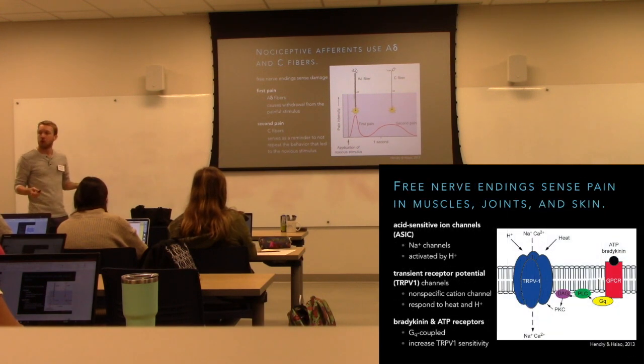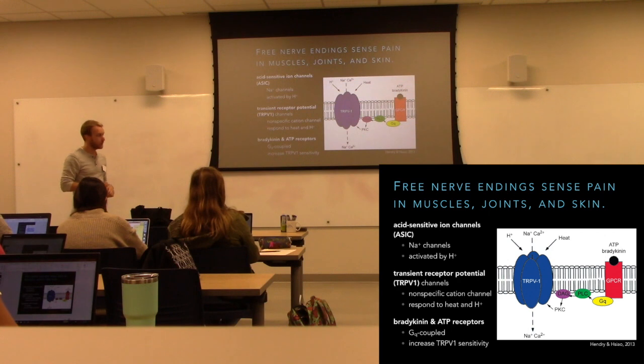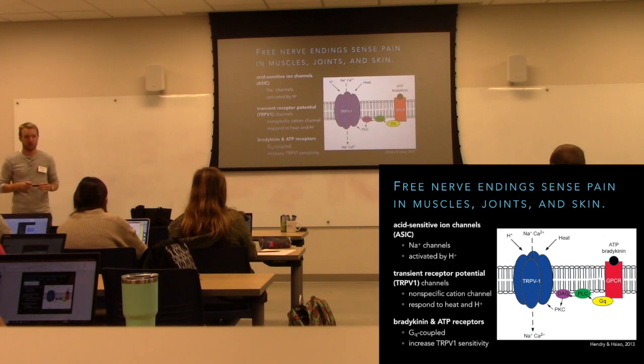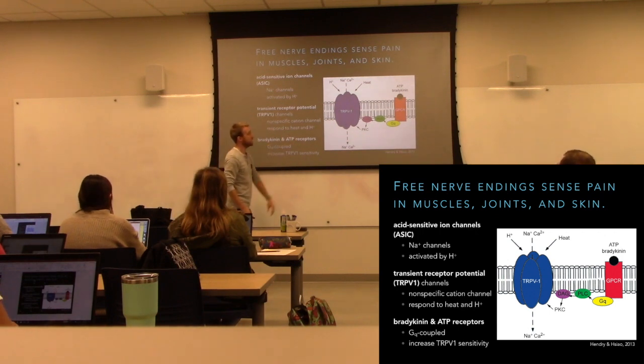Now that something wrong is going to be sensed not by stretch receptors in this case. It's going to be sensed by ion channels. These ion channels are sensitive to acid. They're also going to be sensitive to intracellular components like bradykinin and ATP.